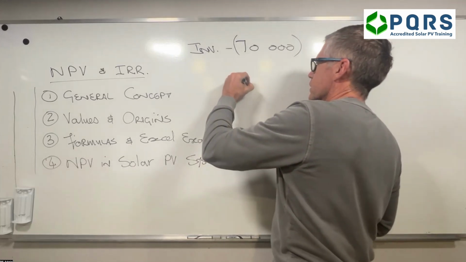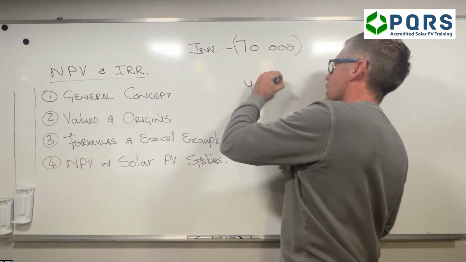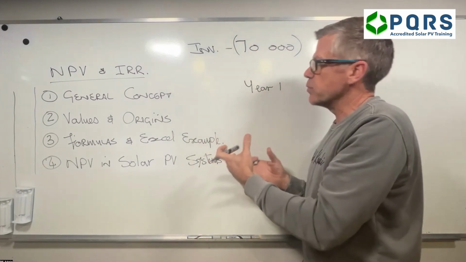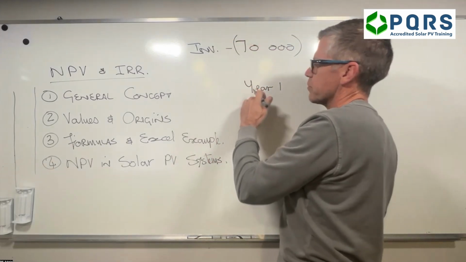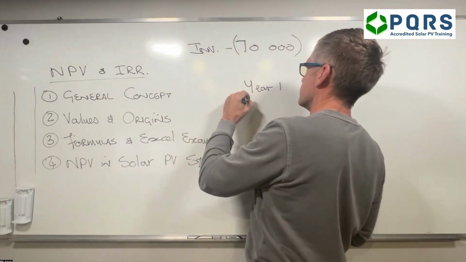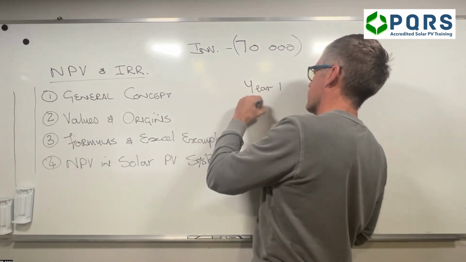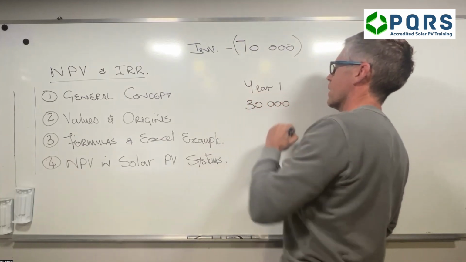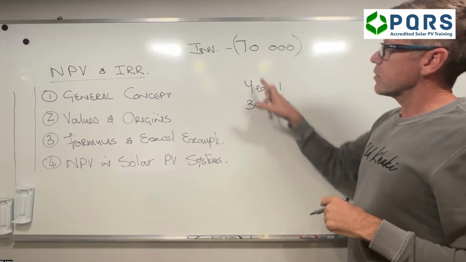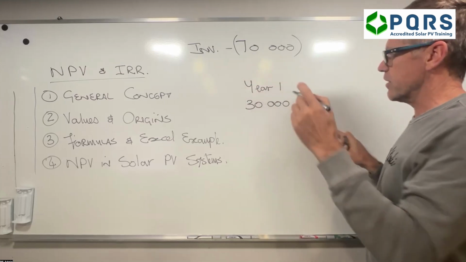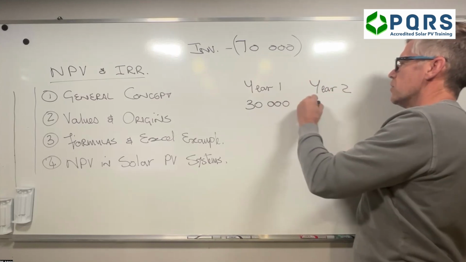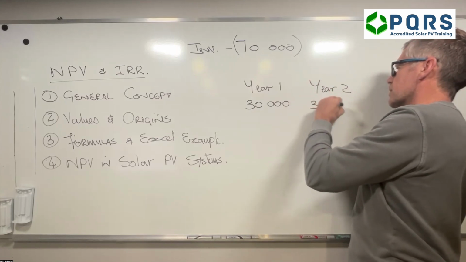And for year one, the asset or the tool that you bought brings in a value of, let's make it, 30,000. So you are generating an income in year one with the 70,000 that you've invested. In year two, you are going to generate the same amount.